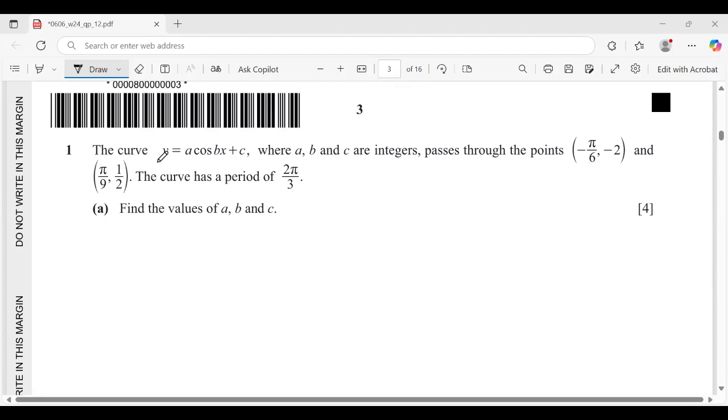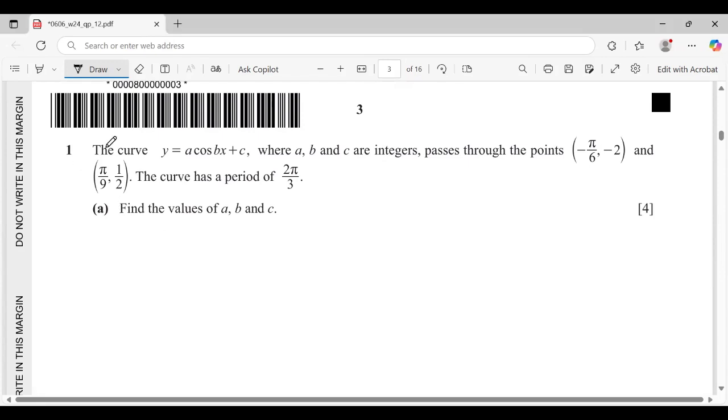Number one, the curve y equals a cosine bx plus c, where a, b, and c are integers, passes through the points minus pi over 6, minus 2 and minus pi over 9, 1/2. The curve has a period of 2 pi over 3. Find the values of a, b, and c.